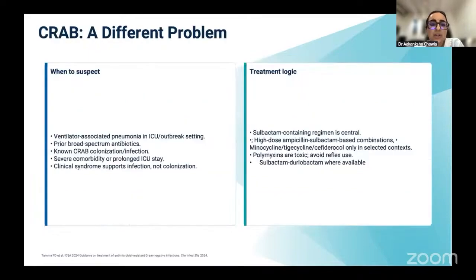Then a word about CRAB infections. Remember that when you have a resistant Acinetobacter, it is generally considered that an Acinetobacter species is inherently sensitive to sulbactam. So the regimen becomes sulbactam-containing, which is the central component. In our country, we use high-dose ampicillin-sulbactam based combinations. We would give minocycline, tigecycline to our patients.